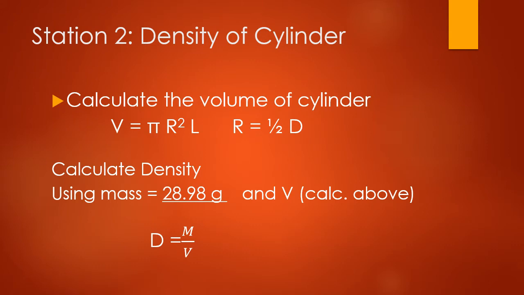Let's move on to station 2. So station 2, we're going to be doing the same steps, except this time we're going to be calculating the density of a cylinder. So instead of a cube, we're doing a cylinder. Since it's a different shape, it's going to have a different equation for calculating the volume. So to calculate the volume of a cylinder, we're going to be taking the equation pi r squared times L. When we take our measurements, we're not actually going to take the measurement of the radius, so we're going to have to calculate that as well, which is why I have a second equation here, where it says r is equal to 1/2 d.